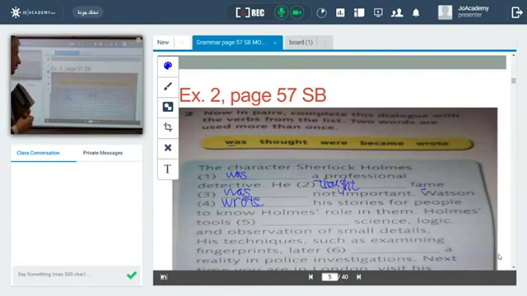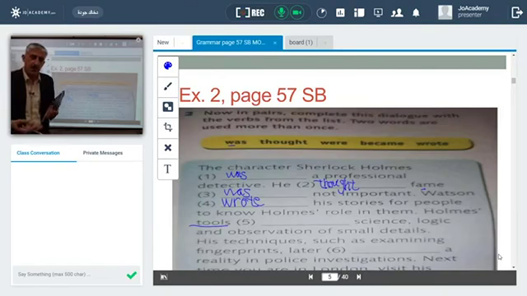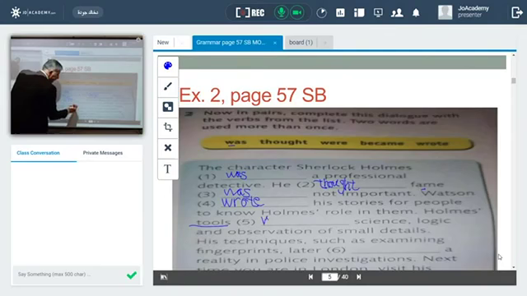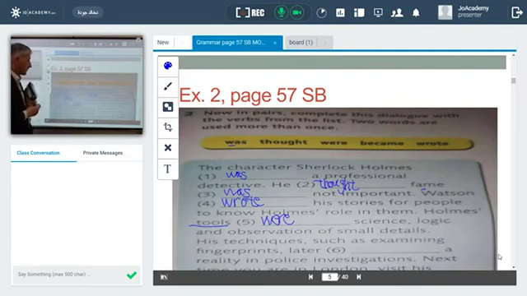Holmes' tools. Here we have the word tools. Do you know what's the meaning of tools? Tools means things. Okay? أشياء, أدوات. So tools is plural. Holmes' tools were, because we talk about plural. So tools were science, logic, and observation.